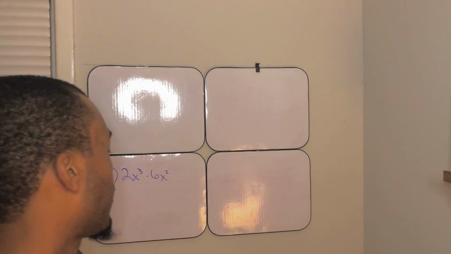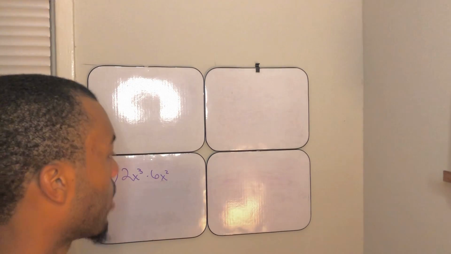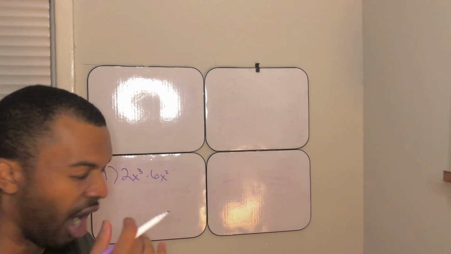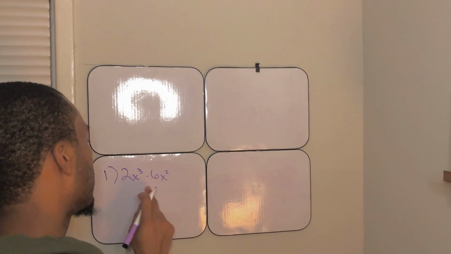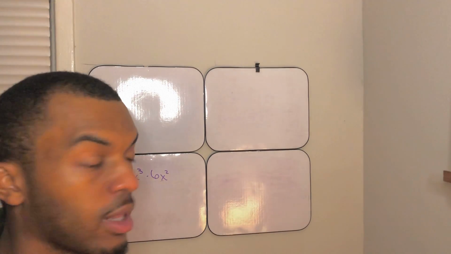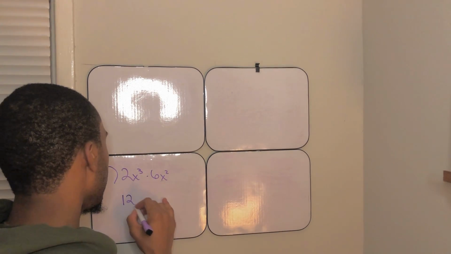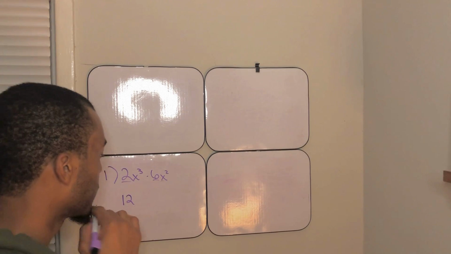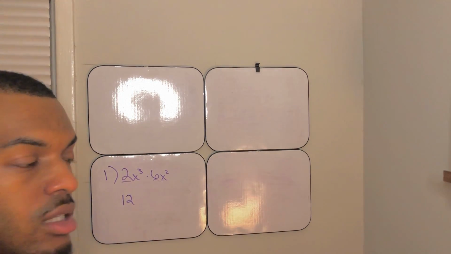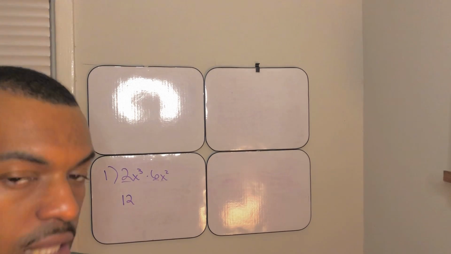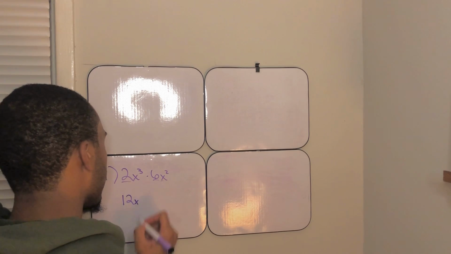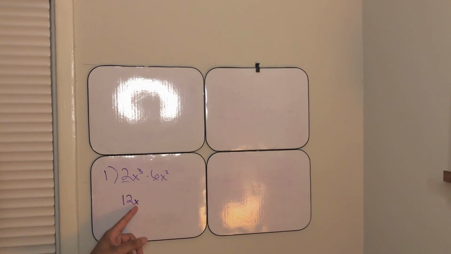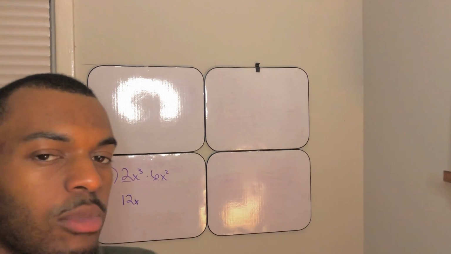Now that we've identified them, we're going to look at the number that's in front of these x's, which is 2 and 6. We're going to multiply those numbers together. 2 and 6 is 12. Now that we multiplied that together, we look back at the letter and just put that right beside it, because that's not going anywhere. So we have 12x.